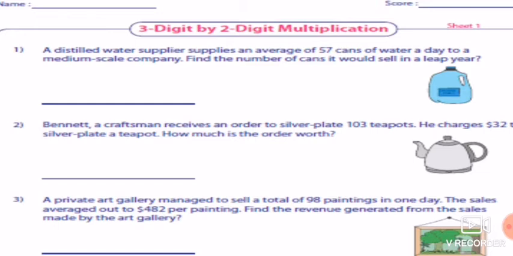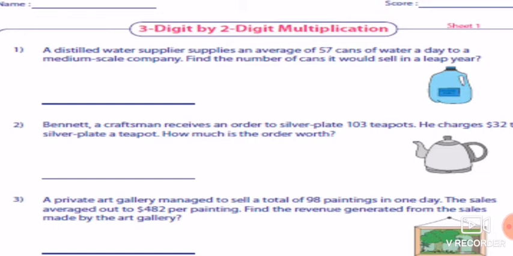You will multiply 103 by 32 and the answer will come in rupees. 103 multiplied by 32, you will get the total worth. So it's quite easy, and the rest of the question we will do tomorrow.